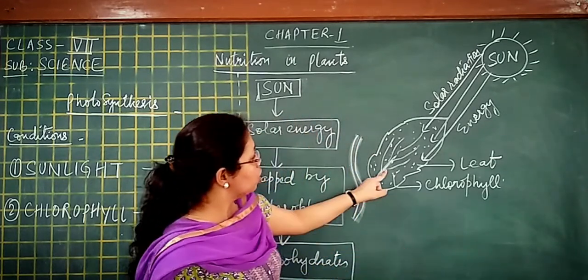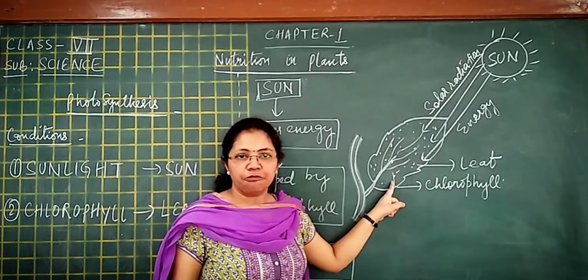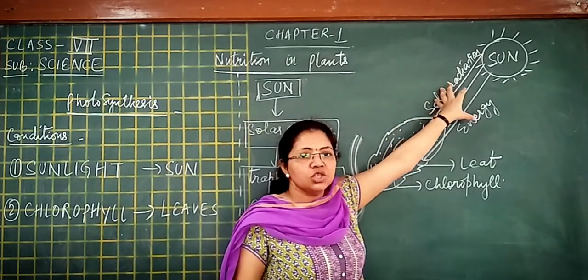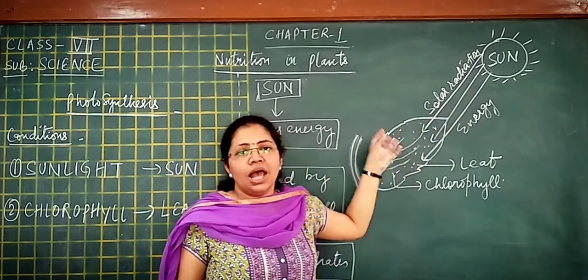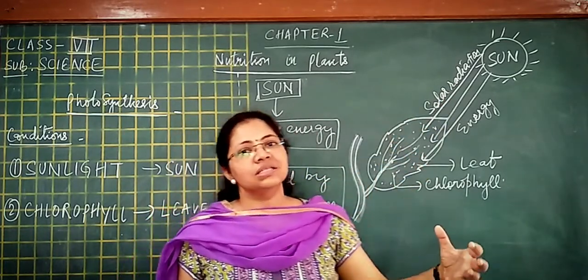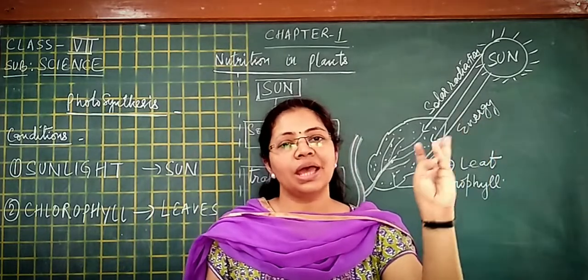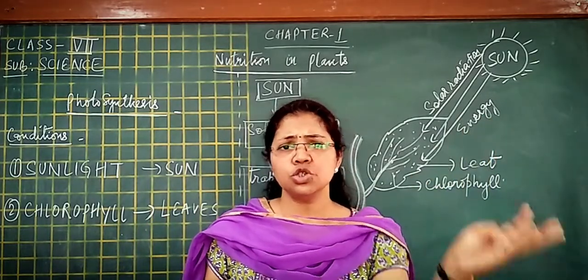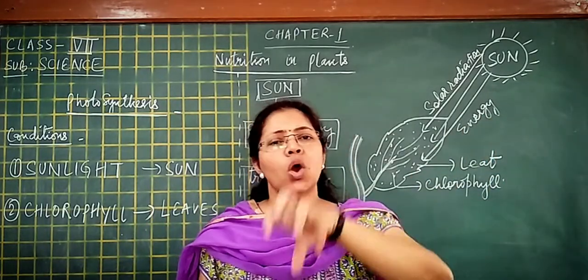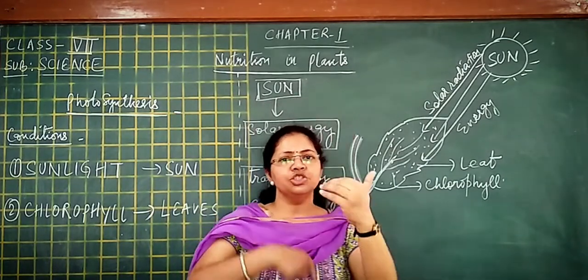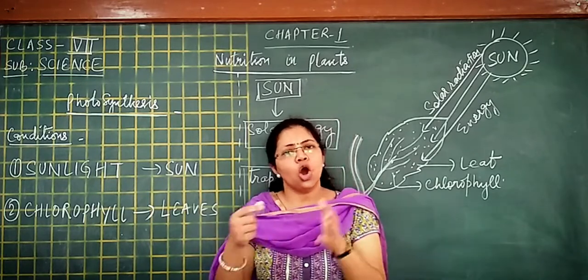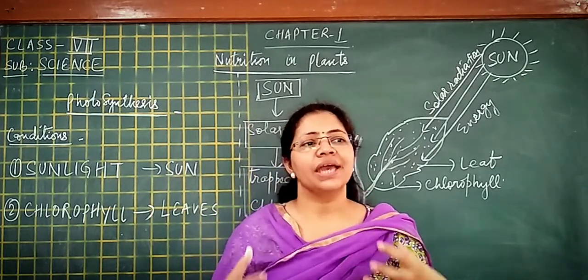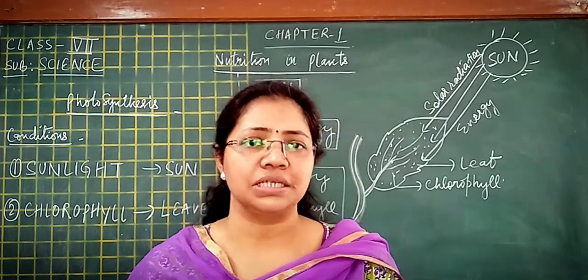So, the chlorophyll which is present in the leaf traps the solar radiation, the sunlight, and along with the other raw materials like carbon dioxide, water and minerals, combining all these materials, the energy is converted in the form of carbohydrates. Along with that, oxygen gas is also released.